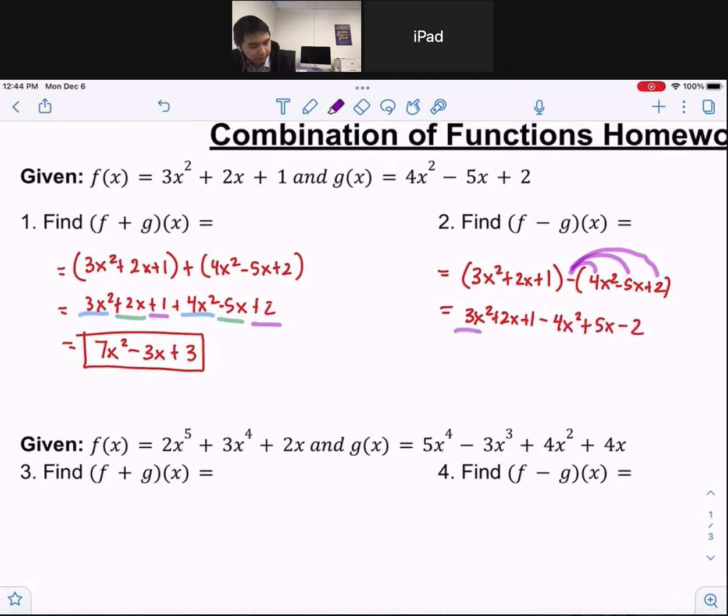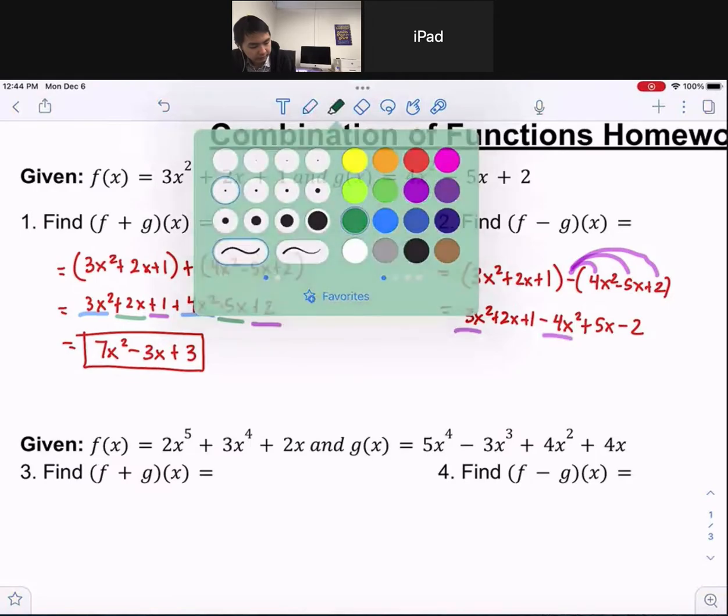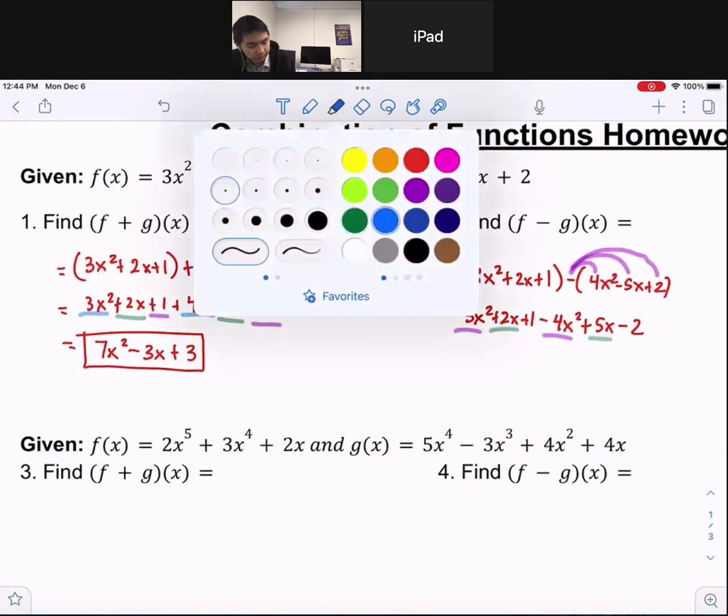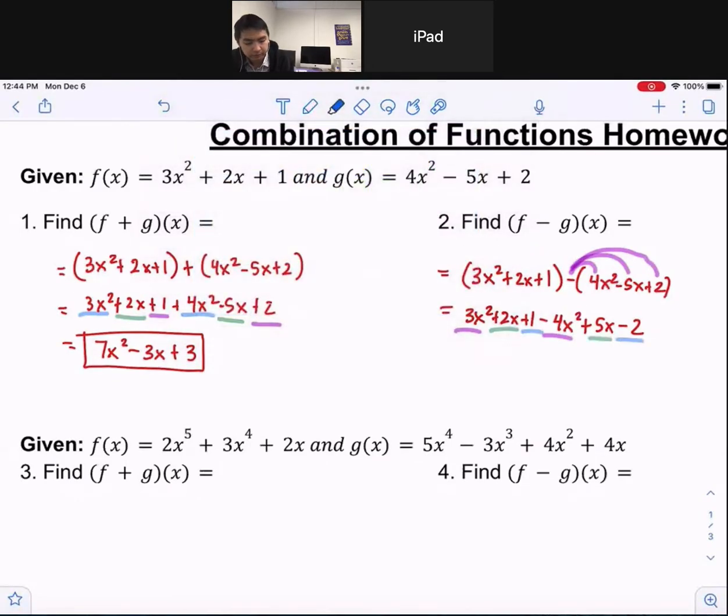And then we combine like terms: the x squared terms, the x terms, and your constant terms. So we're going to have negative x squared, since 3 minus 4 is negative x squared. 2 plus 5 is 7x. 1 minus 2 is minus 1.